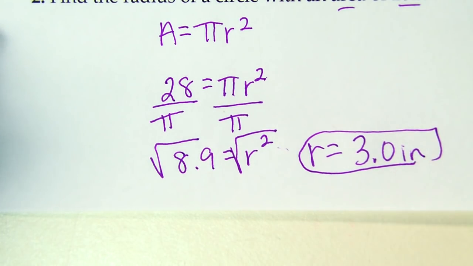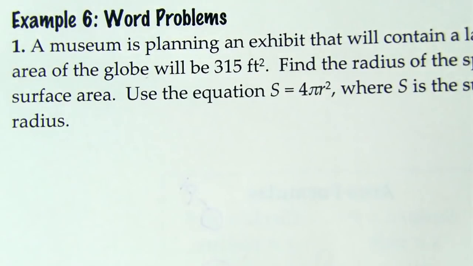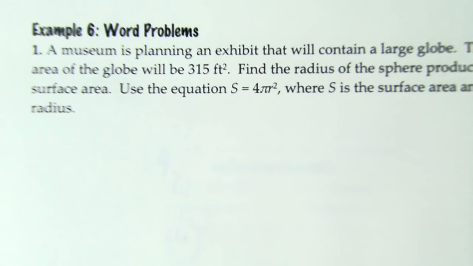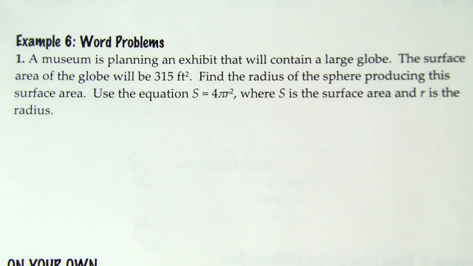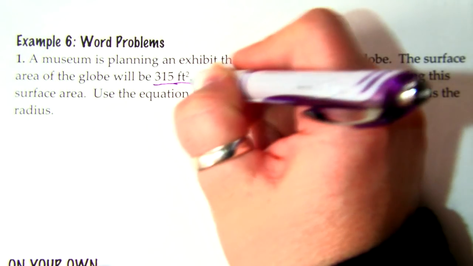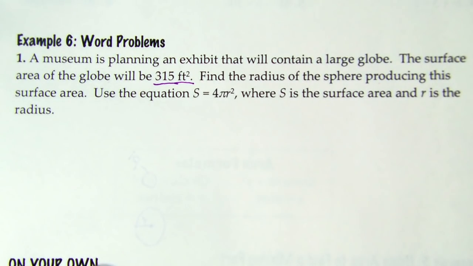Okay, we've got one more example, word problems. These are pretty similar to what we were just doing. It's just not using the same shapes. And it will give you a formula within the word problem if it's needed. So a museum is planning an exhibit that will contain a large globe. The surface area for the globe is 315 feet squared. We're trying to find the radius that gives that surface area.